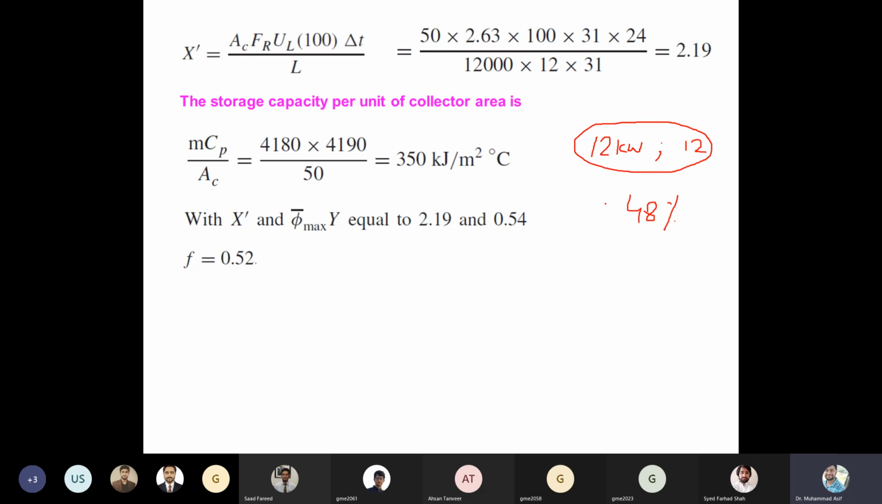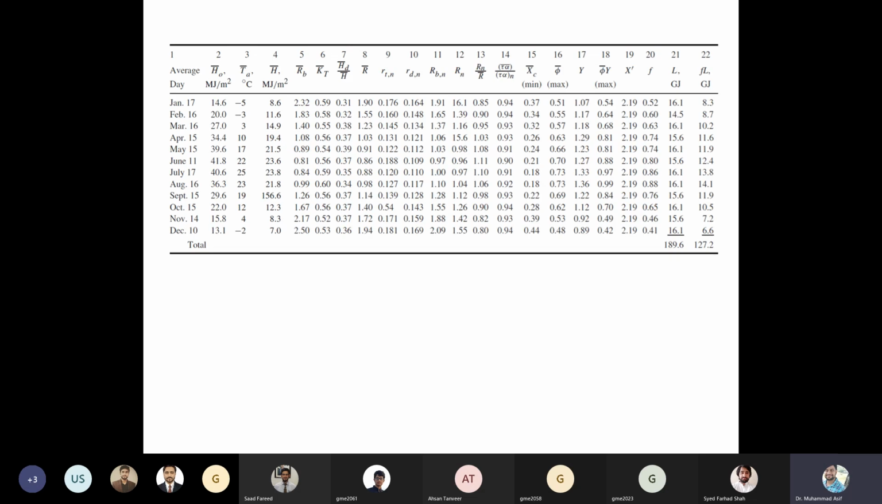Similarly, we can calculate for the months of February and March; only the values of H bar, HT, and the ambient temperature will vary. The same procedure can be adopted, and you can develop a table here by calculating all of the unknowns. From the F value and the average total load, you can calculate the average annual load, right? Okay, so that's the end of this chapter.